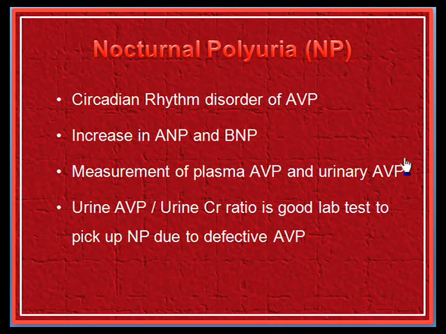So, how to diagnose this condition? Measurement of plasma AVP and urinary AVP. Urinary arginine vasopressin levels and plasma arginine vasopressin levels are measured. The urine AVP to urine creatinine ratio is done in a good lab, and this is a good lab test to approximate the plasma AVP test. We can avoid doing plasma AVP. Instead, we can do a urine AVP and urine creatinine to pick up patients of nocturnal polyuria. So, this is all about nocturnal polyuria.